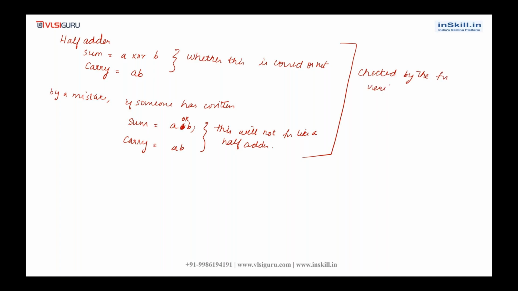So the functional verification team is actually checking the functionality. Whatever design code has been written by the design team, whether it is functioning as intended or not, that is what will be checked by the functional verification team.